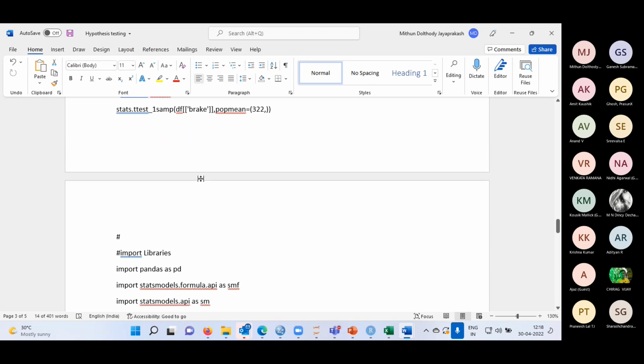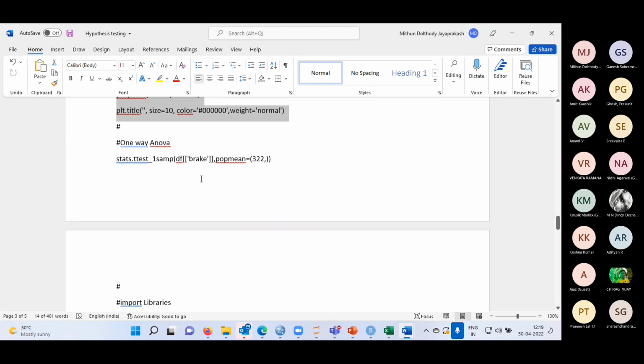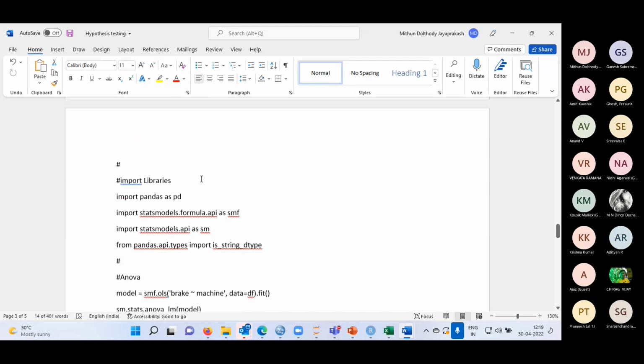I hope this is clear, right, everybody? Right, one sample t-test we have done, right, everybody? We have done one sample t-test. We have done ANOVA. Now, let's make a move on.